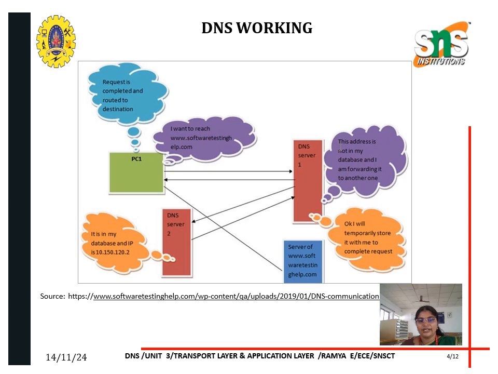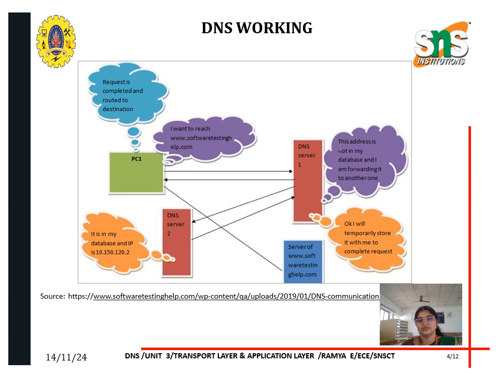Here we have two types of server, one is the DNS1 server and the other is the DNS2 server. First, the PC request is complete and routed to the destination. I want to search www.softwaretestinghelp.com. In my PC I am going to search this.